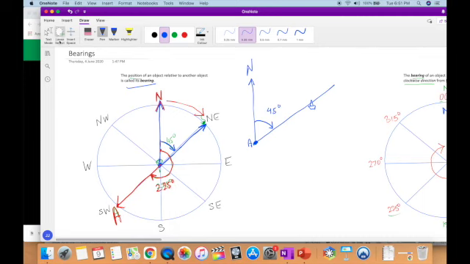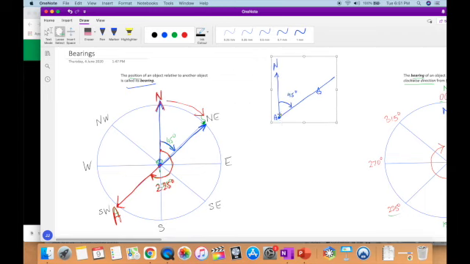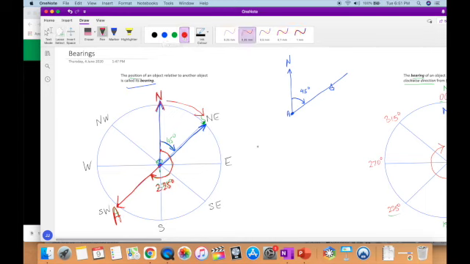If we had another boat over here, and they say, well, what is the position of this boat from the port A? Well, we draw a line here, and remember this is the north line. We always measure a bearing clockwise from the north line. So this boat here, if we measure this angle, would be at a bearing of 225 degrees. Right?